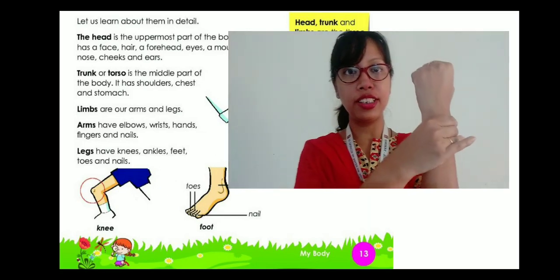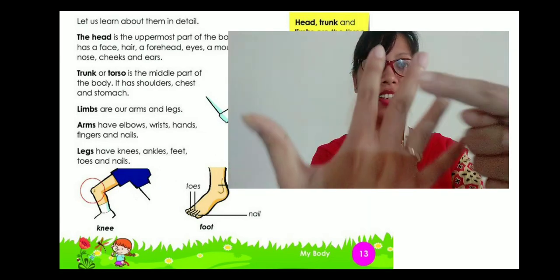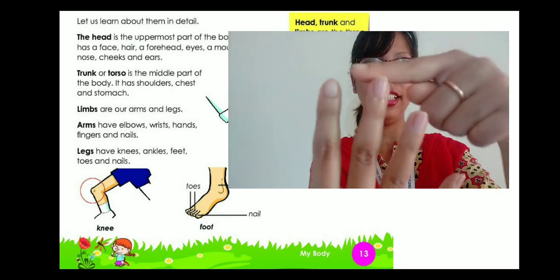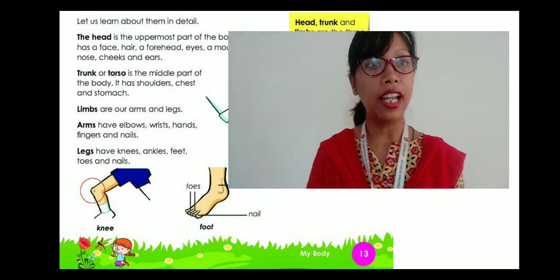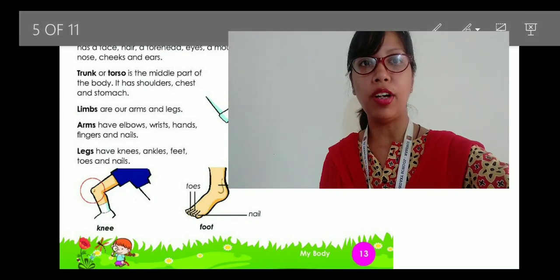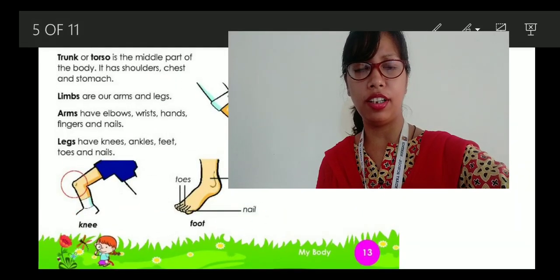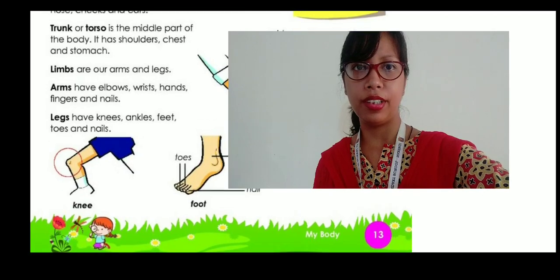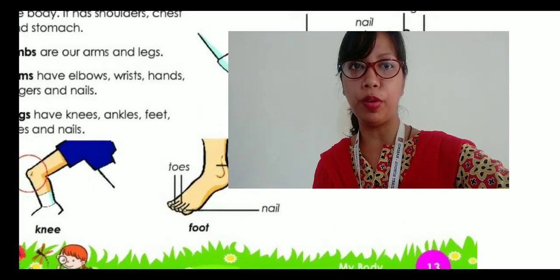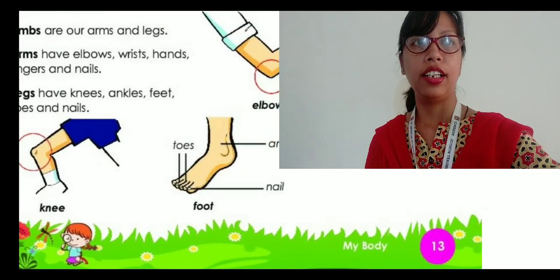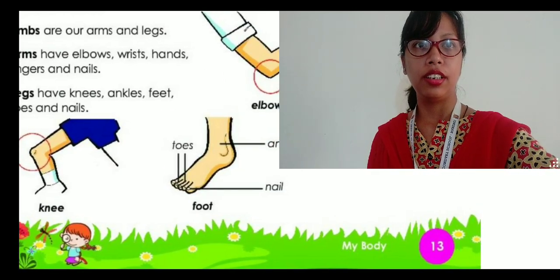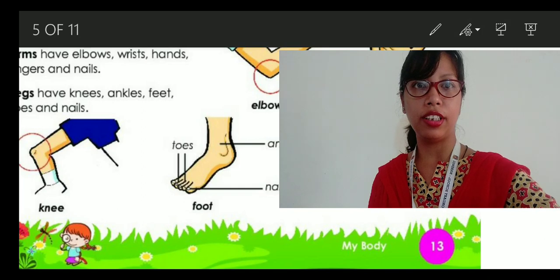Elbows, wrist, hands, fingers and nails. Clear? Then let's come to the legs. Okay? Now what do the legs have? There is a picture in your book, if you can see. Yes? Okay. So here we are going to see what the legs have.